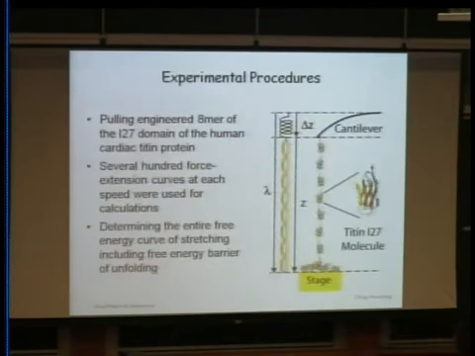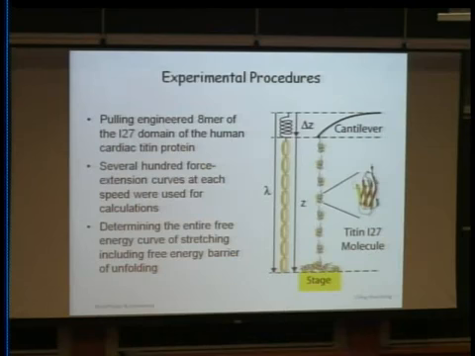Okay, so the I27 domains look like this. We have these engineered domains. Each domain is from titin, a muscle protein, and is engineered so that seven of them, actually eight of them, are linked together. They're identical, so we pull them.